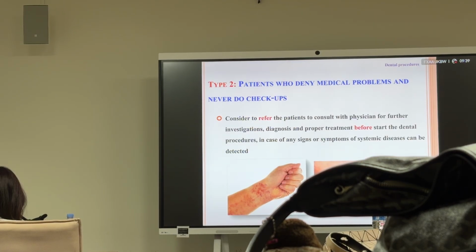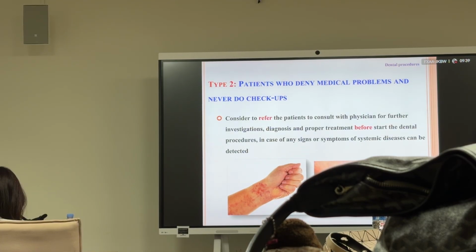Okay, the type 2 patient. Now this is the most common patient that comes to our clinic. They deny medical problems but never check. So if you ask the patient and they say, I don't have any medical problem, you need to ask, did you ever have any medical checkup to confirm, and when was the last medical checkup? If you are not sure, consider referring the patient to consult with a physician for further investigations, diagnosis and proper treatment before starting the dental procedure, in case any sign or symptom of systemic disease can be detected.